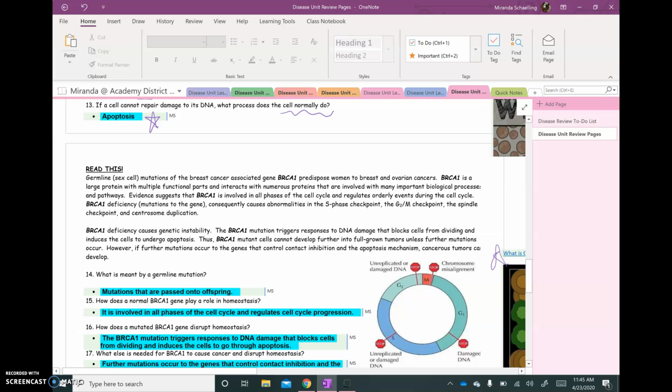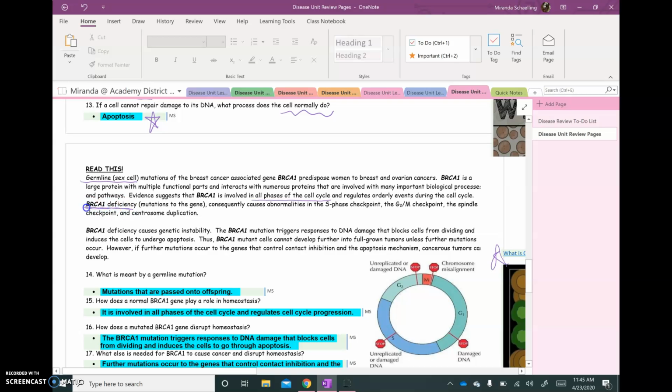Okay, germline or sex cell mutations of the breast cancer associated gene BRCA predispose women to breast and ovarian cancers. BRCA1 is a large protein with multiple functional parts and interacts with numerous proteins that are involved with many important biological processes and pathways. Evidence suggests that BRCA1 is involved in all phases of the cell cycle and regulates orderly events during the cell cycle.